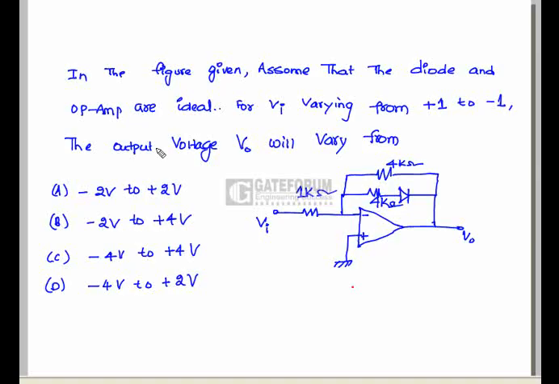Here the question is, in the figure given, assume that the diode and the op-amp are ideal. For Vi varying from plus 1 to minus 1, the output voltage V0 will vary from. Here in the given figure, the circuit acts as an inverting amplifier, means there is a 180 degrees phase shift between the V0 and the Vi. So suppose Vi is varying from minus 1 to plus 1, we can divide into two parts, that is Vi varying from minus 1 to 0 and 0 to plus 1.